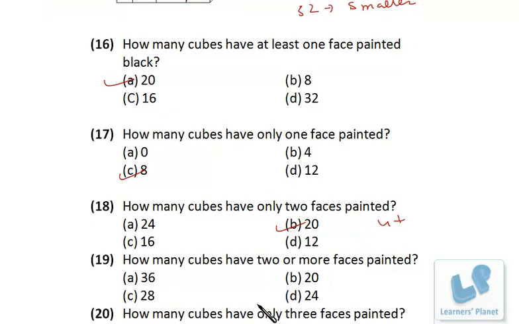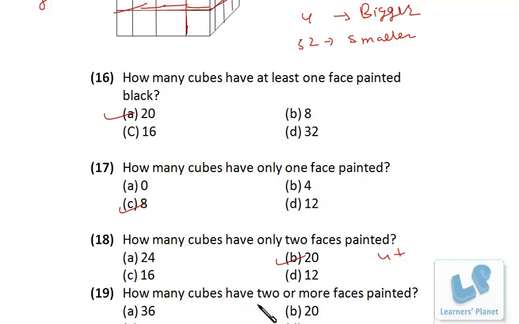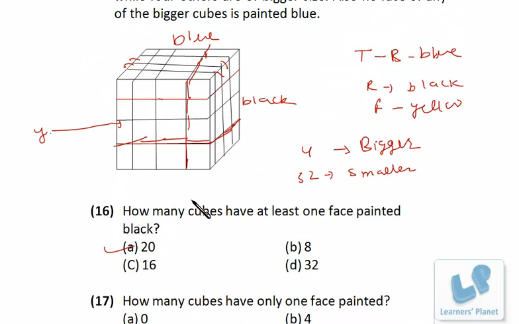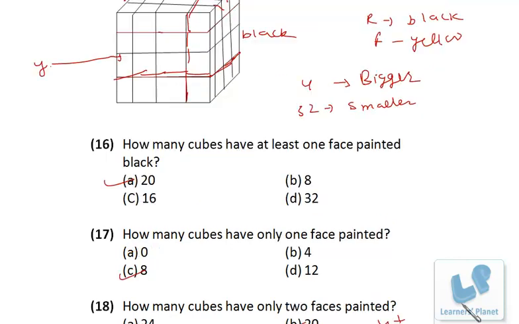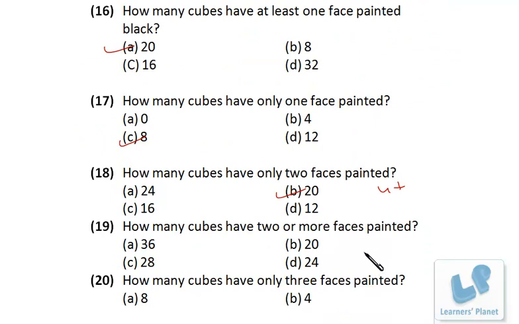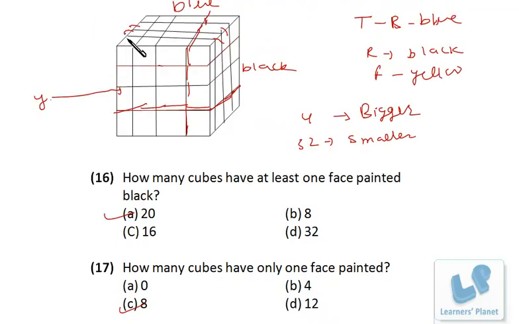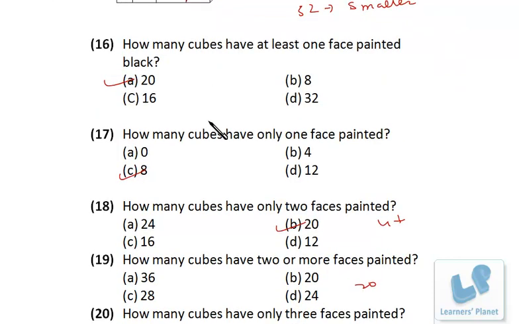Now how many cubes have 2 or more faces painted? So 2 or more, that means inclusive of 2. 2 we have already calculated. Now let's calculate 3. So for 3 we should be having the corner cubes. So 20 we already have with 2 faces painted, and 8 corners are there, so 8 pieces will be having 3 sides painted, right? This 1 2 3 4, 4 from top layer, 4 from bottom layer. So in all 20 plus 8, 28, right?